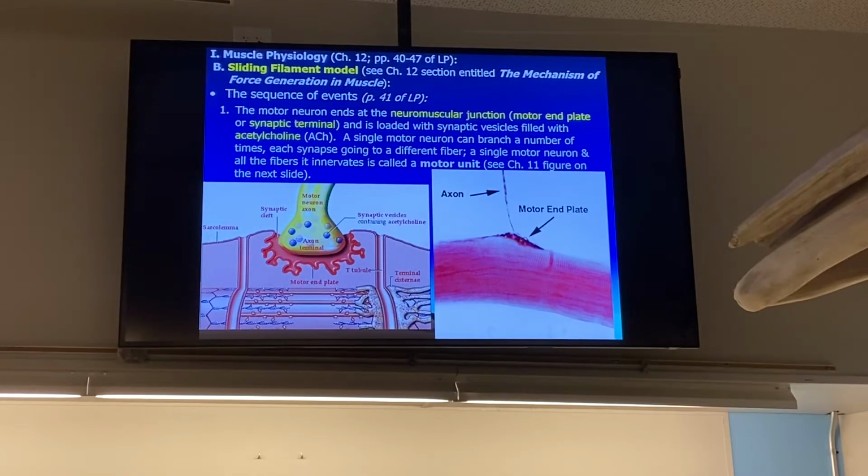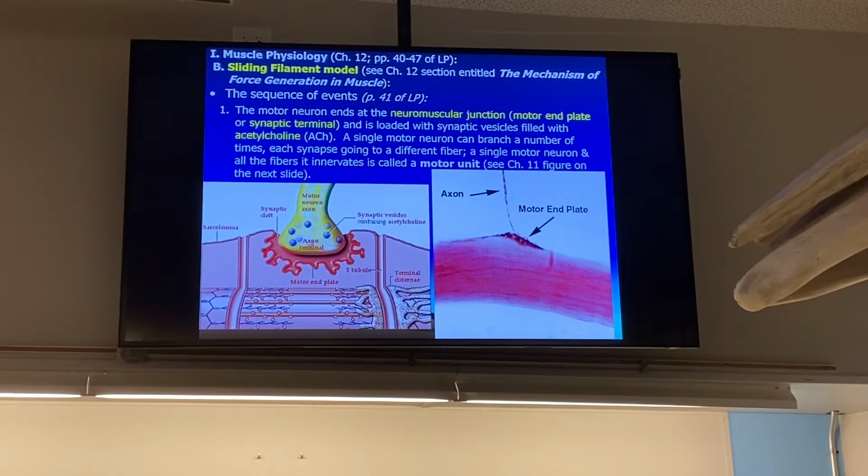Here's part of the 20%, my anatomy students, that wasn't in anatomy. You also have to know what a motor unit is. A motor unit is a single motor neuron. And remember, neurons branch, telodendria. A single motor neuron and all the skeletal muscle fibers it innervates. That's a motor unit. Okay.